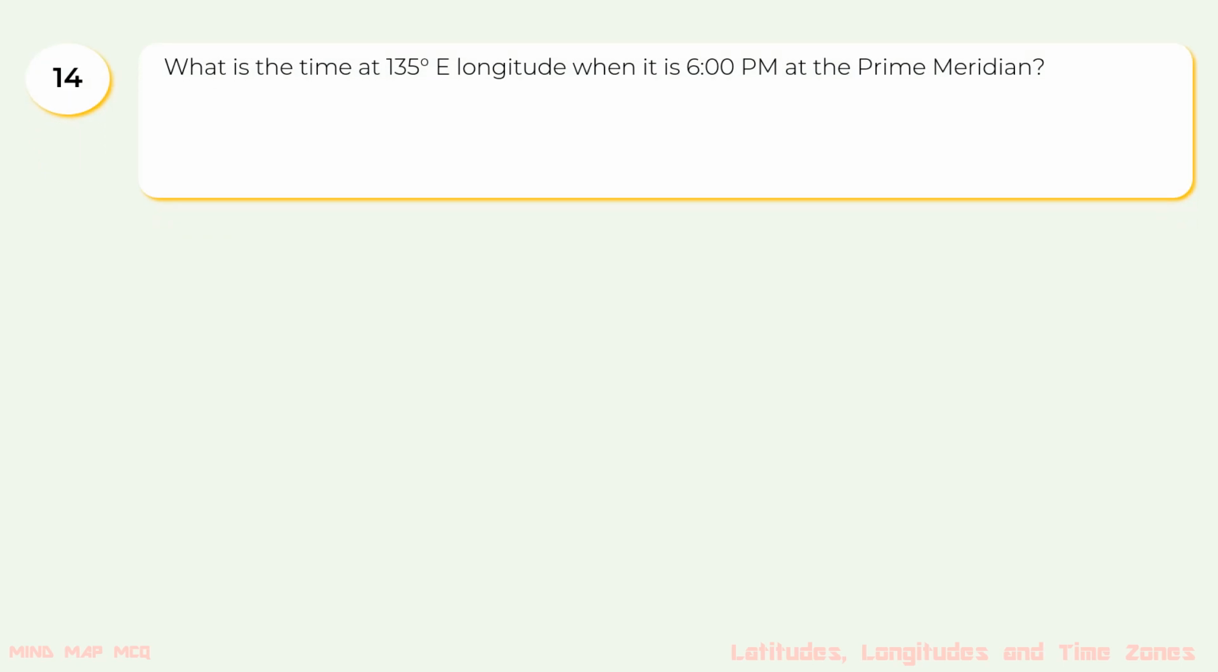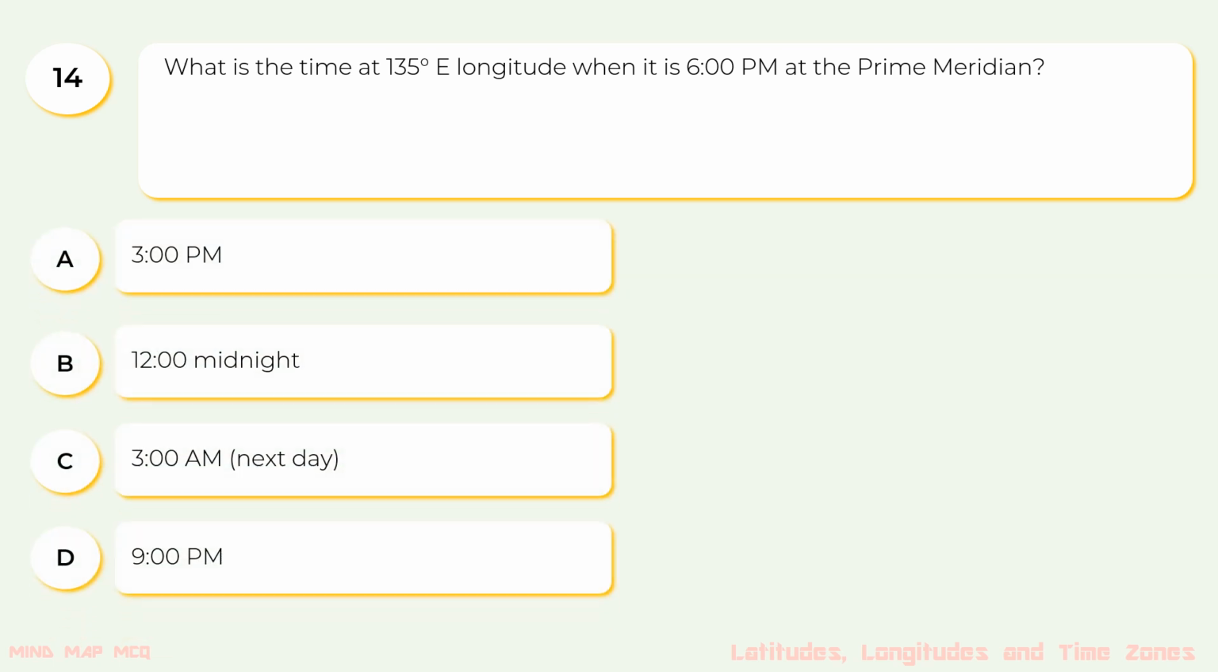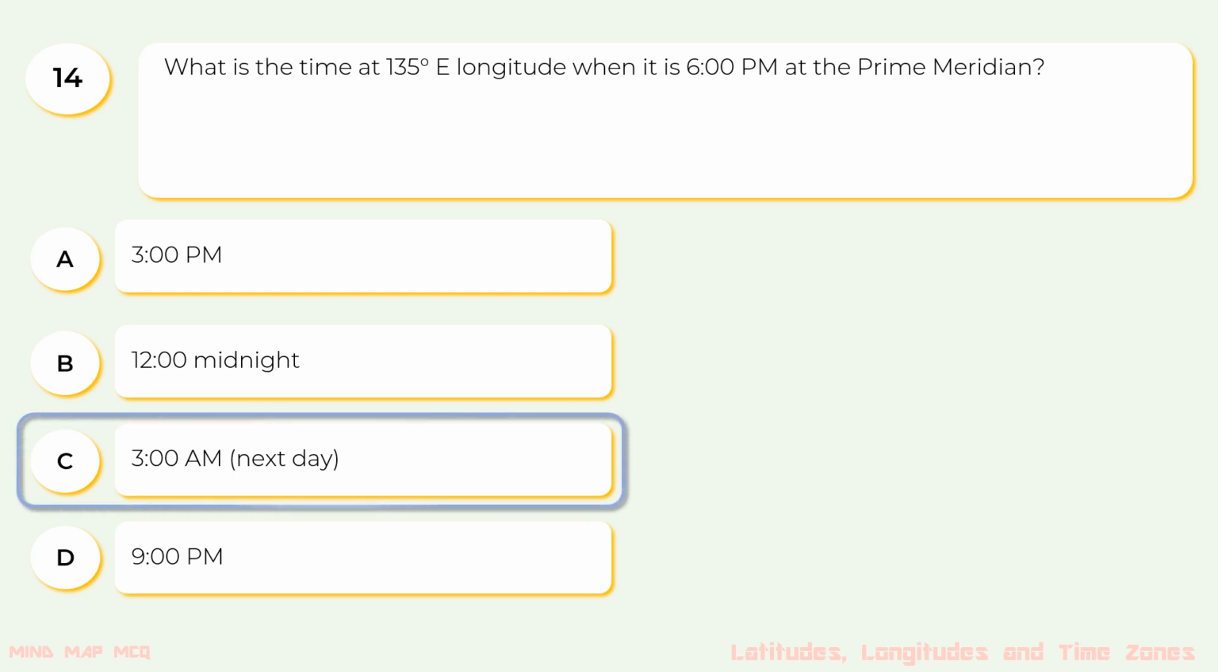14. What is the time at 135 degrees east longitude when it is 6 pm at the Prime Meridian? A. 3 pm, B. 12 midnight, C. 3 am next day, or D. 9 pm. The correct option is C.